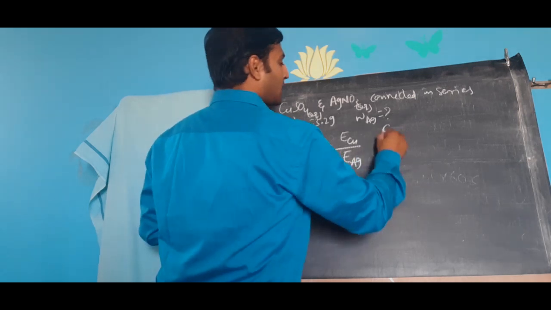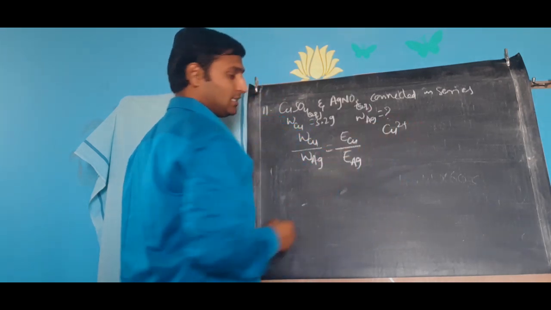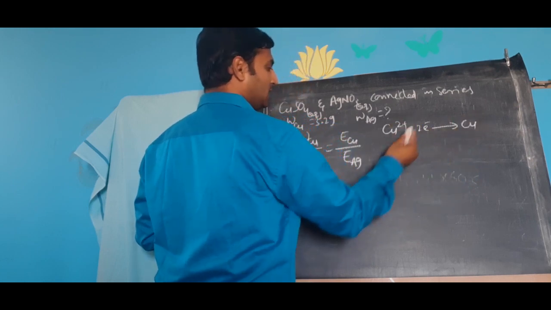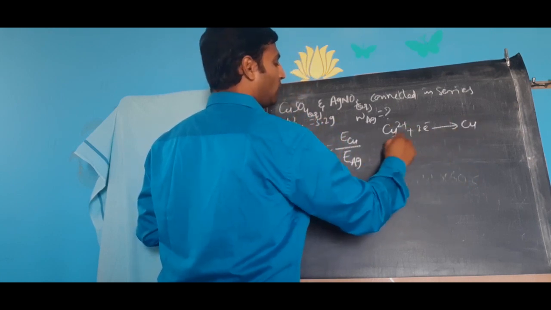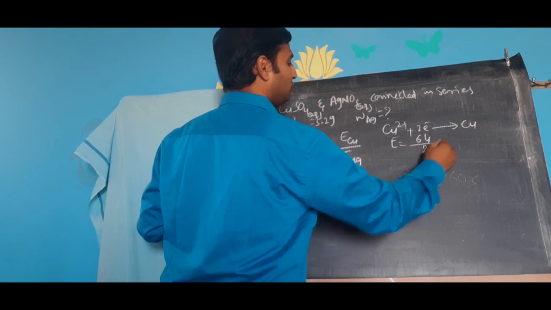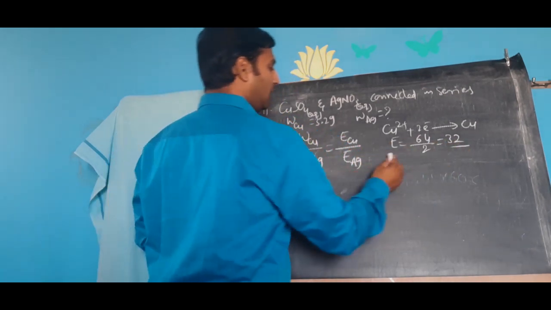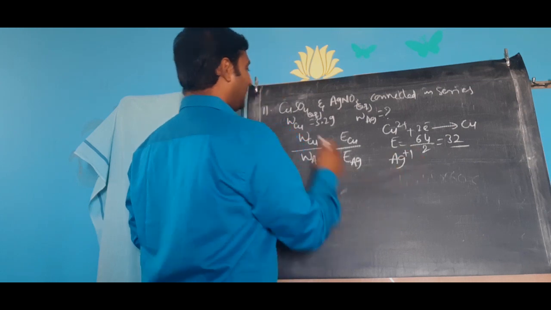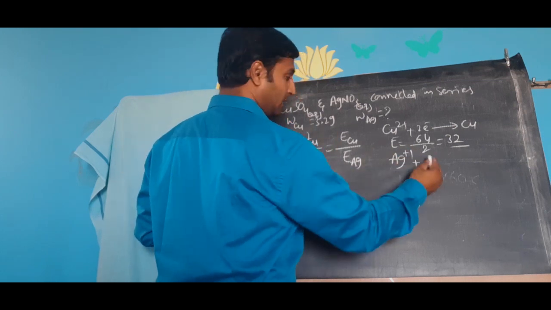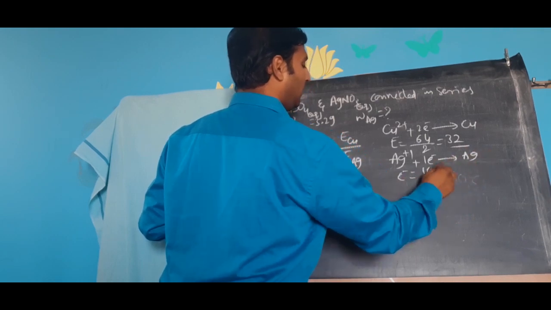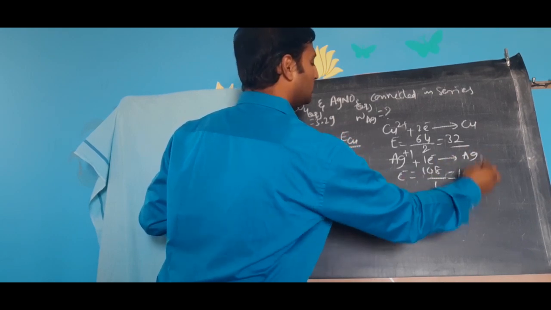Now, copper in copper sulfate exists as Cu2+, so it needs to gain 2 electrons to become copper, so the valency is 2, so the equivalent mass will be atomic mass 64 by 2, which is 32. Similarly, silver in silver nitrate exists as Ag+, we have solved it many times so far, so it gains 1 electron, that's why its equivalent mass will be its atomic mass by 1, that is 108.